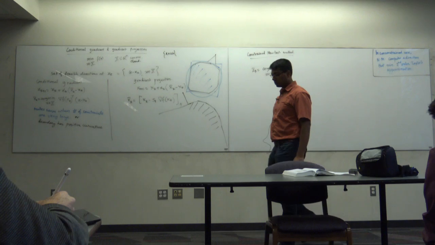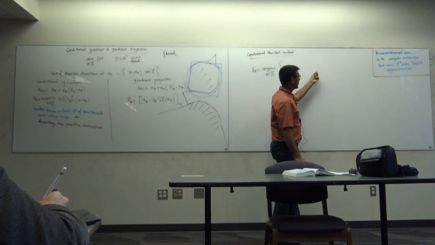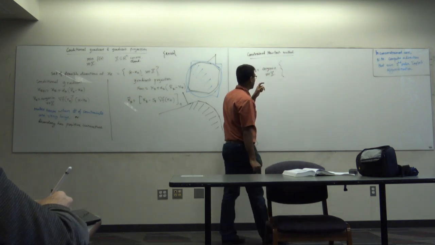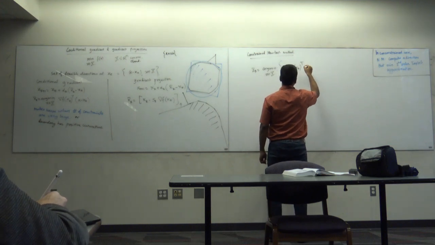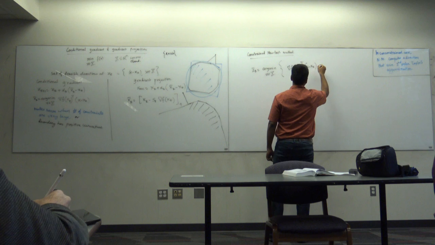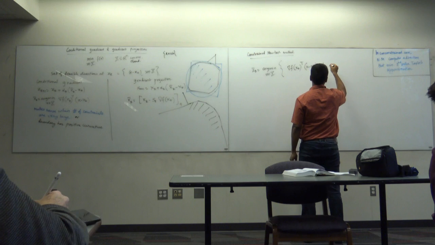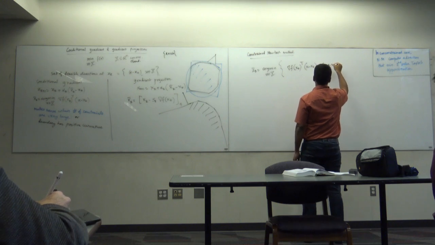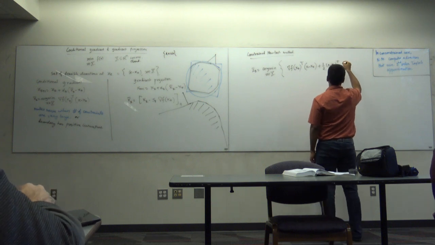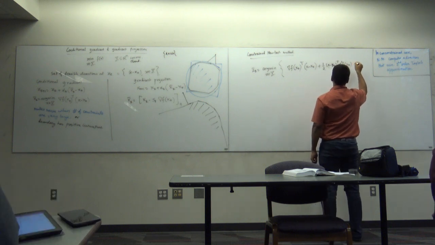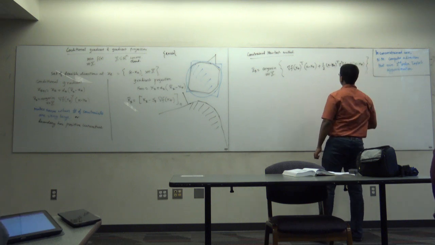Now we want to use the same idea for the constrained case. So all I need to do is find the second order Taylor approximation. So what do we do? The first term is the gradient of f at xk transpose times x minus xk, plus 1 over 2 times x minus xk transpose times the second derivative times x minus xk.